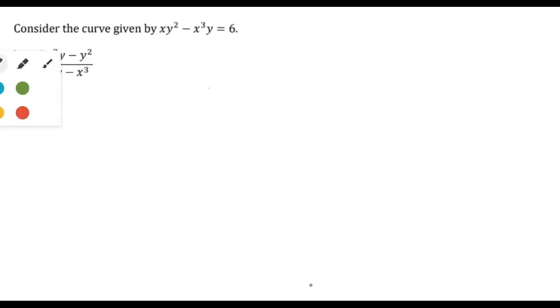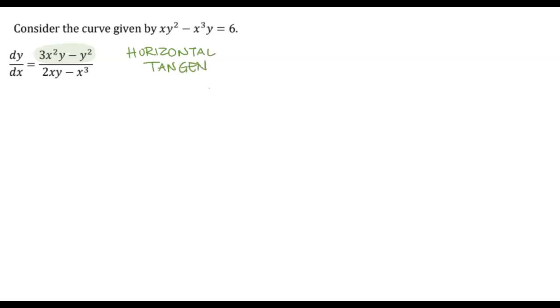So as we discussed in class today, horizontal tangents are when our slope is equal to 0. Slope is equal to 0 if our dy/dx is equal to 0, which means our numerator is equal to 0. So if I want to find my horizontal tangent, those points where that happens, I am going to set 3x squared y minus y squared equal to 0. Now, this is why I've chosen a horrible thing. This is not going to be easy, but I like a challenge.